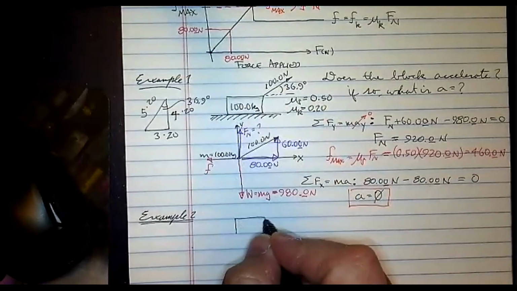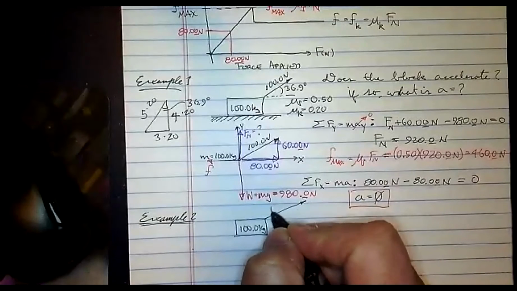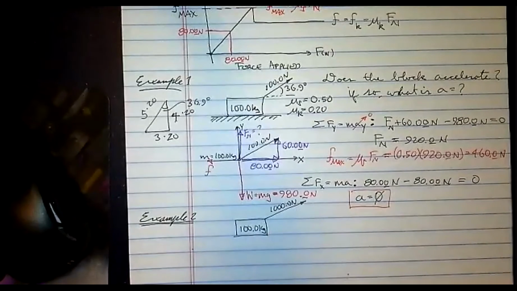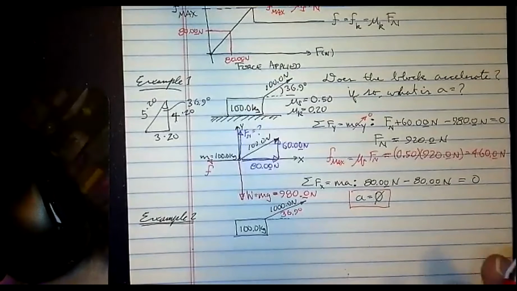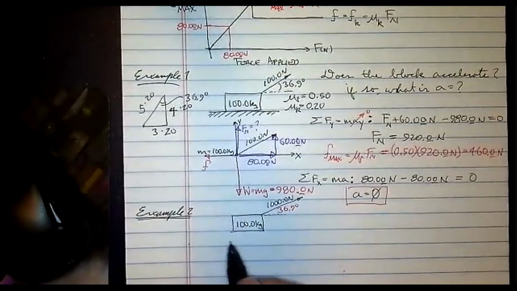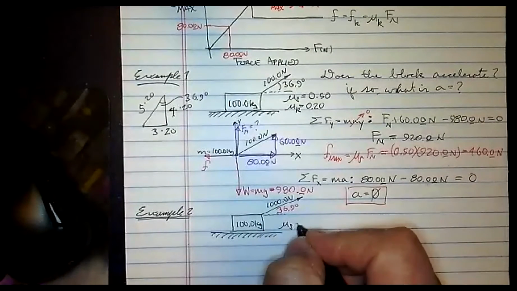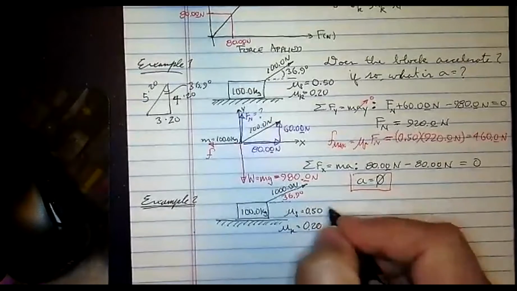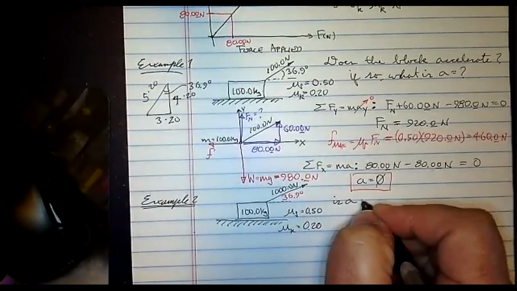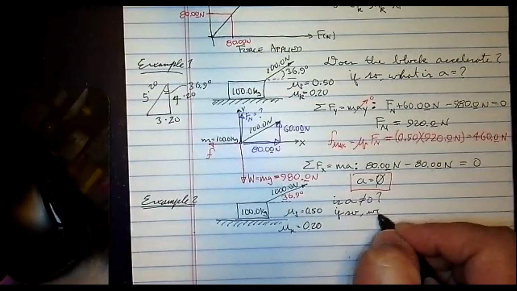So now we have the same block with 100.0 kilograms. We have a force that is 1,000.0 newtons. Okay, big Newton force. Of course, it's still only like 250 pounds, so it's not that big. But the angle is going to be at 36.9 degrees again. And it's sitting on a friction surface with mu static equal to 0.50 and mu kinetic equal to 0.20. And I want to say, is A not equal to 0? And if so, what is A?